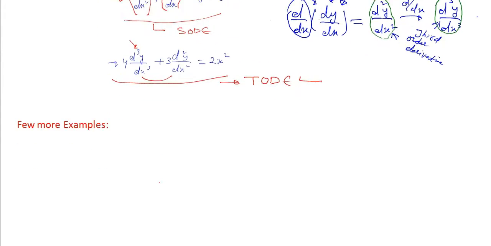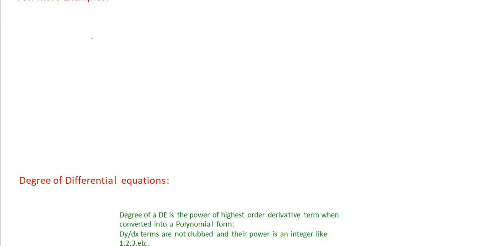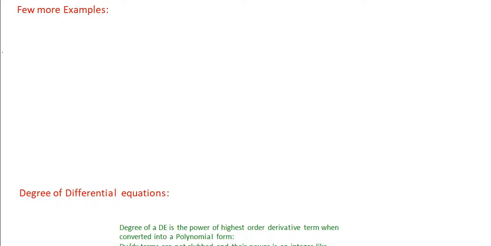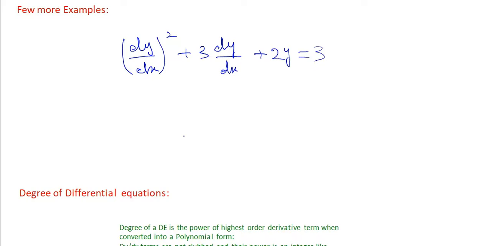Now let's see more examples, like here: (dy by dx) whole square plus 3 dy by dx plus 2y equals 3. Can you tell me the order of this differential equation? Don't say 2 is the order. This is not the order. This is the power, like we write x square, x cube, y cube. These are not the derivatives. This 2 over the bracket is a power, and power is not the order.